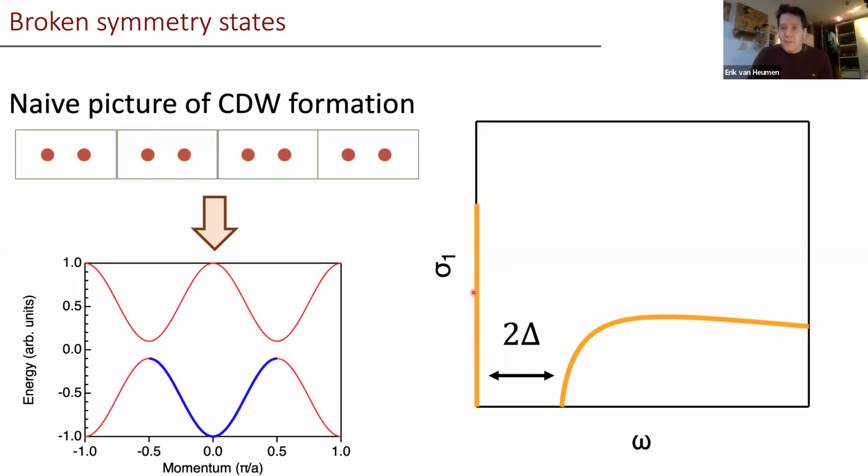I can't measure this at finite frequency. So in my optical experiments, I'm always looking at finite frequency. So I can never see this delta function at 0 energy. And so therefore, the only thing I see is what looks like an insulating state.